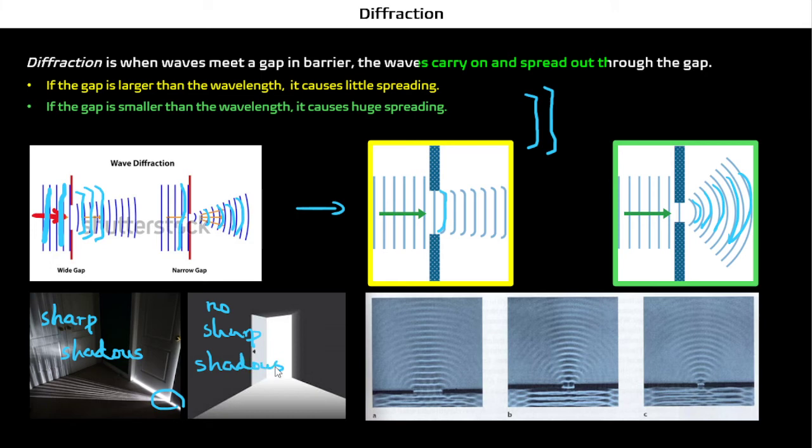So here are some pictures taken using a large gap and a narrow gap, and you can see that for large gaps, your waves will propagate in this manner, and for very small gaps, your waves will propagate like your Wi-Fi signal. Again, if your gap is larger than the wavelength, it will cause little spreading, and if your gap is smaller than your wavelength, it will cause huge spreading. Okay, all right.